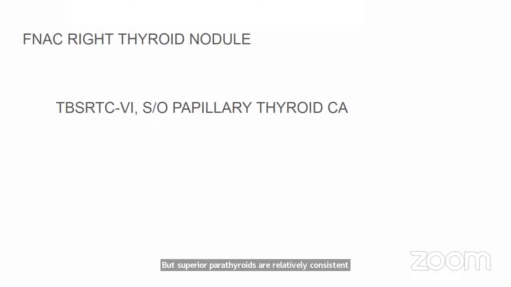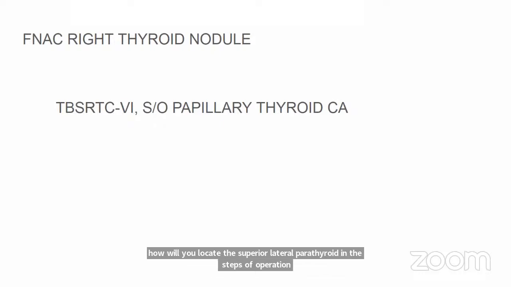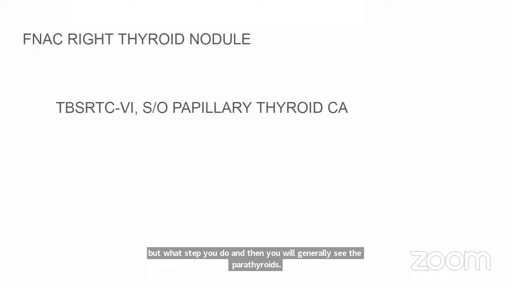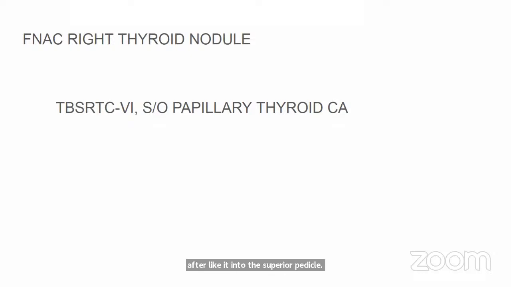So how will you locate the superior parathyroid in the steps of the operation? What do you do first and then you go to the superior parathyroid? Ma'am, visual identification. No, but what step do you do, and then you will generally see the parathyroids? After ligating the superior pedicle. Yeah. So basically don't say superior pedicle. You can say after ligating the superior thyroid vessels individually on the gland. Yes. When you retract the superior pole, generally you will find the superior parathyroid.